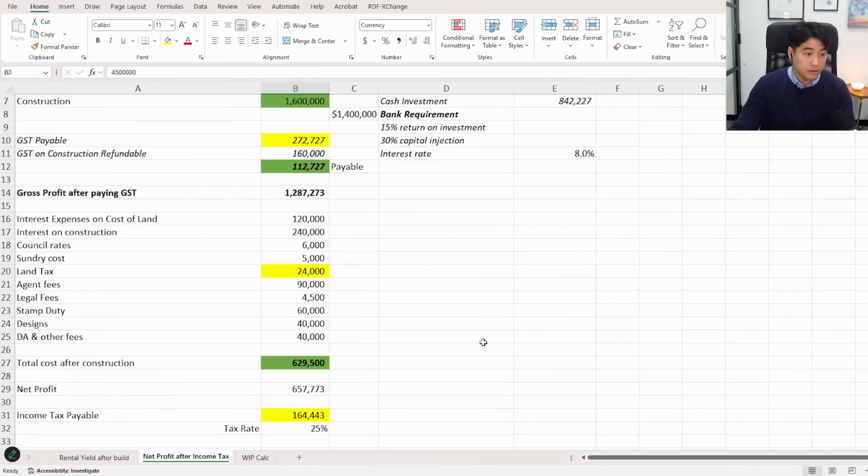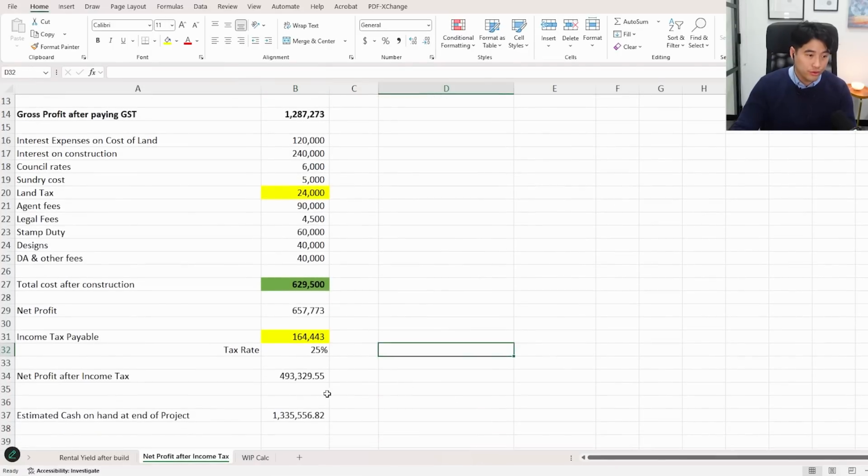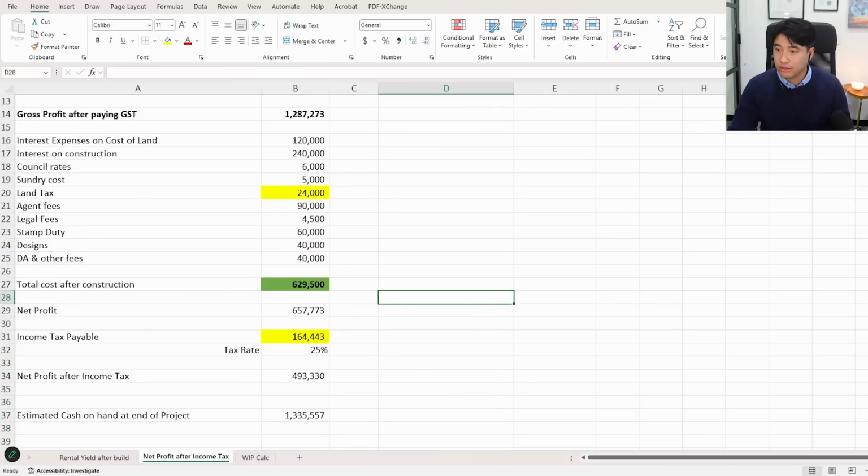So this is really important to do. And we can do it for you guys if you need help on it. But yeah, that's the calculation on feasibility.